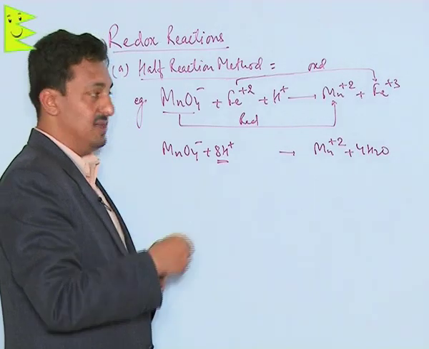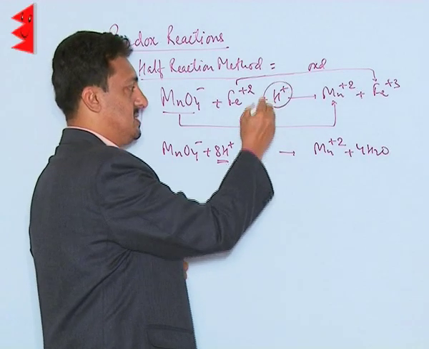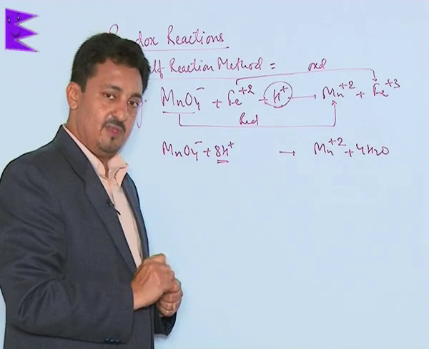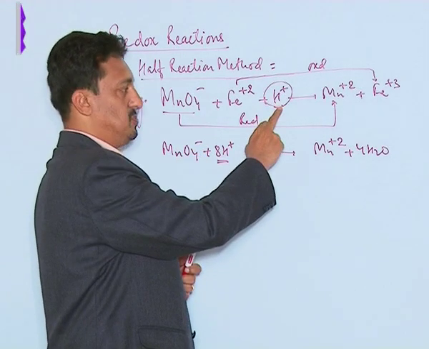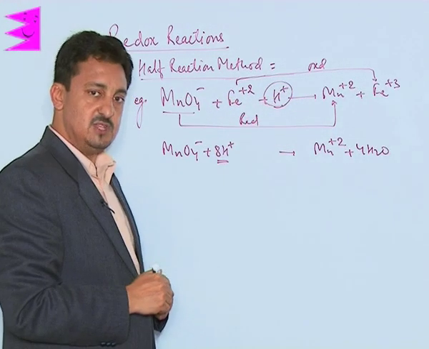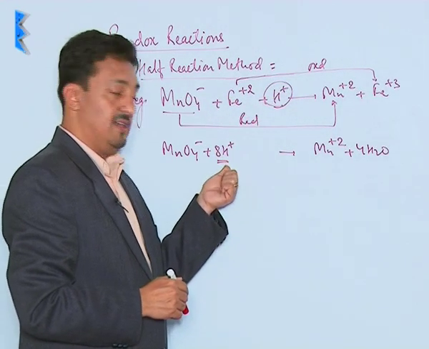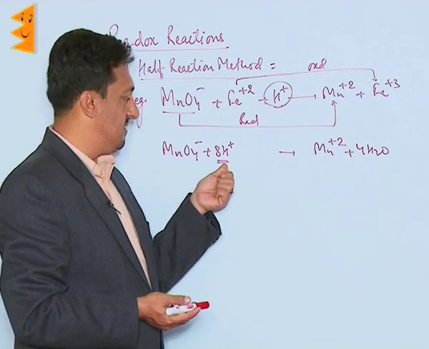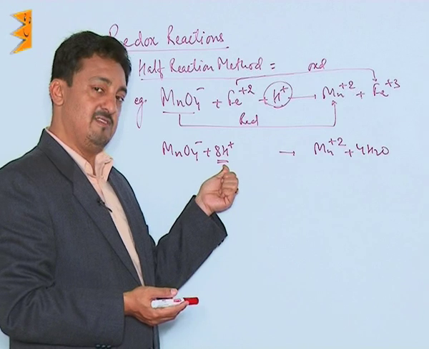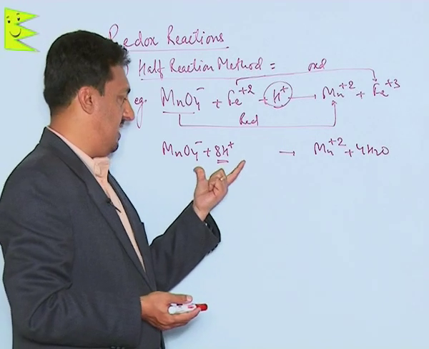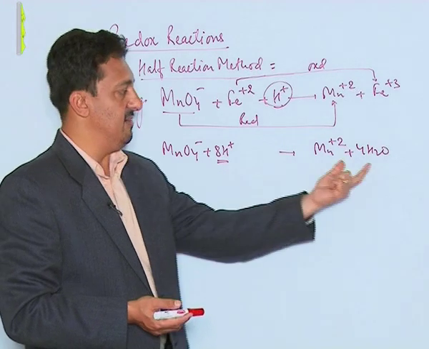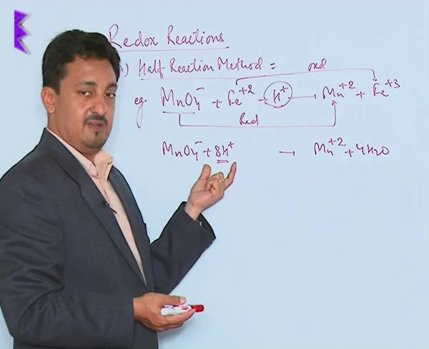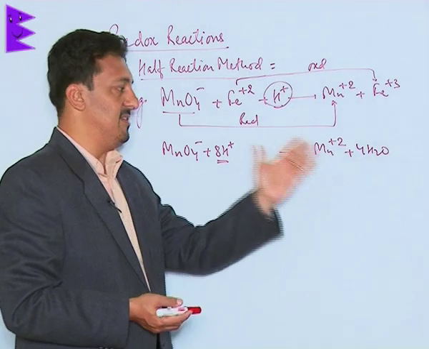Why H plus ions? Because the reaction which was given to us is actually taking place in acidic medium, which is indicated by the presence of this H plus ion in the reaction. So hydrogen is to be balanced according to the medium, which is acidic, and it is done by putting the H plus ion on the side which is deficient of hydrogen atoms. This side was not having any hydrogen atoms, this side was having 8 hydrogen atoms, so it is balanced by putting 8 H plus ions. So all the atoms are now balanced.